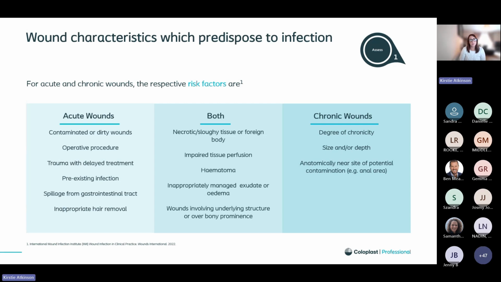Then there are characteristics which can predispose both acute and chronic wounds to infection, and that's necrotic and sloughy tissue, because it's a breeding ground for microorganisms. Impaired tissue perfusion, because you're not getting that circulation. Hematoma, because again you've got a breeding ground for bugs to start harbouring. Inappropriately managed exudate or edema. Wounds that involve underlying structures or are over a bony prominence are also really at risk of osteomyelitis.